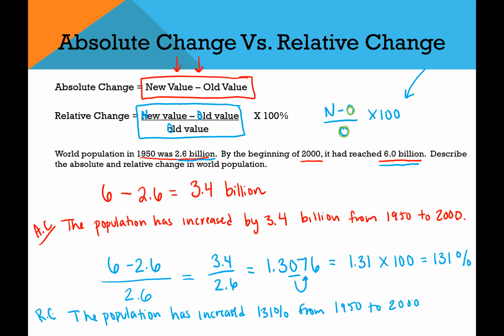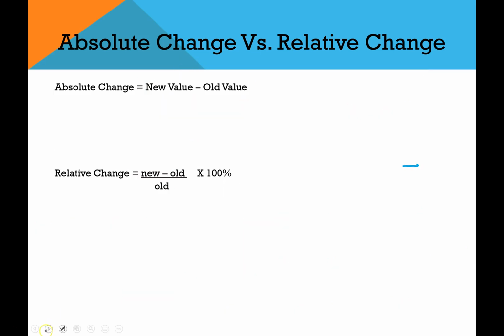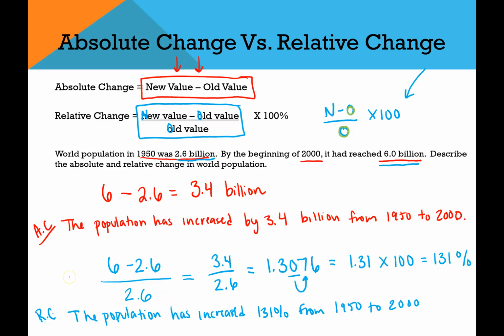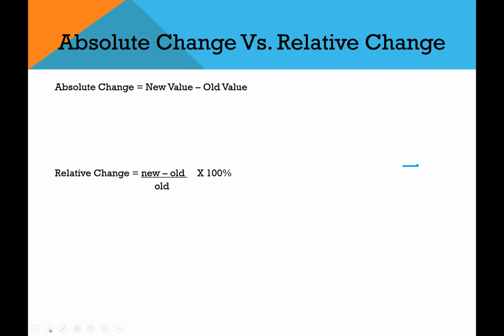All right, and we talked about, I think the first day of class, how 100% means it's doubling. So obviously 131% means more than that. So absolute change is just subtracting the two values, and relative change is doing the formula of the NOO. All right.